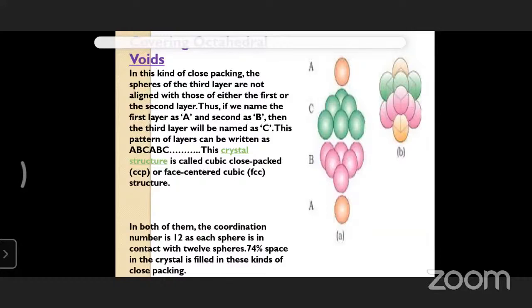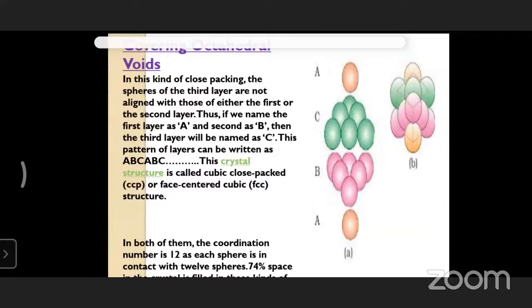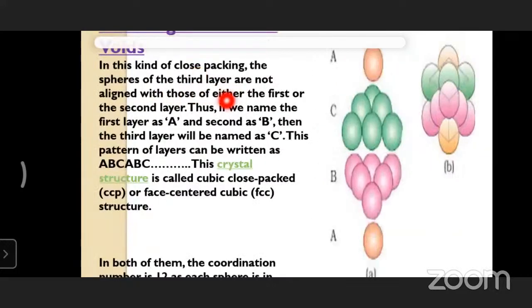See, in this kind of close packing, the spheres of the third layer are not aligned with those of either the first or the second layer. In the previous tetrahedral voids covering, we observed that the first layer is aligned with the third layer. But in this case, the third layer is not aligned with either the first or the second layer clearly.